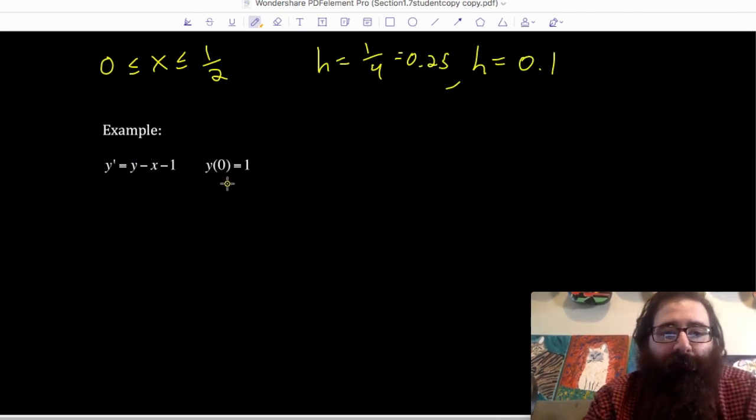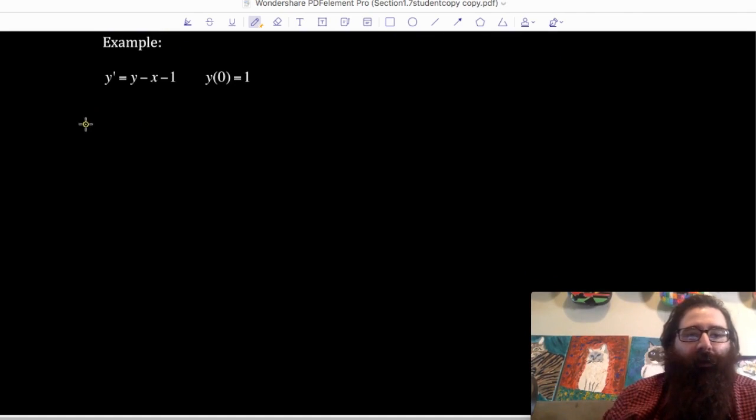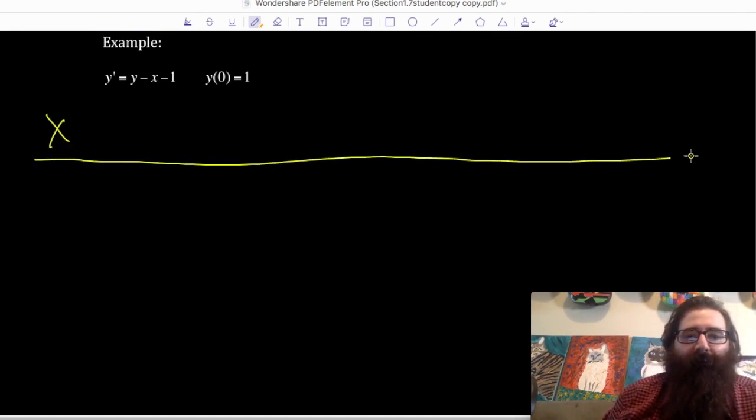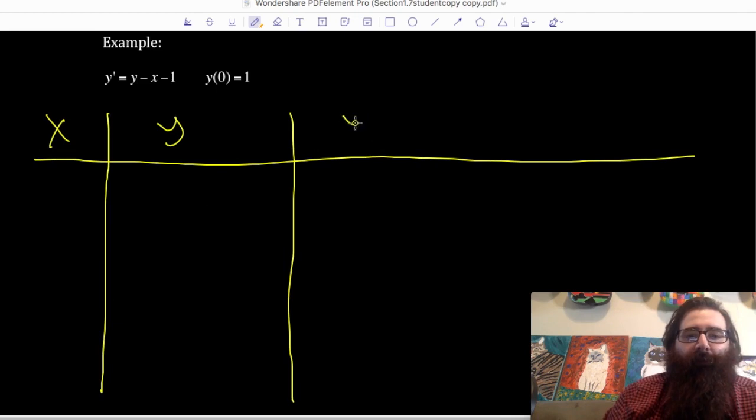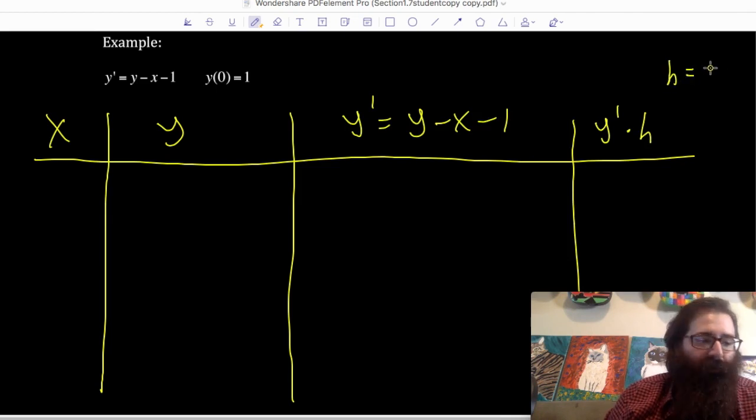And here we have a new differential equation. We have an initial value as well. So we have y prime equals y minus x minus 1. Let's build our table. So x is going to be our first column. Then we're going to have y. Then we're going to have y prime, which I like to remind myself is y minus x minus 1 for this example. And then a last column for y prime times h, and we're going to start off with a step size h of 0.25.